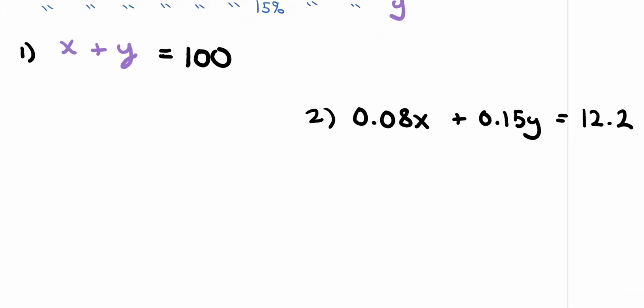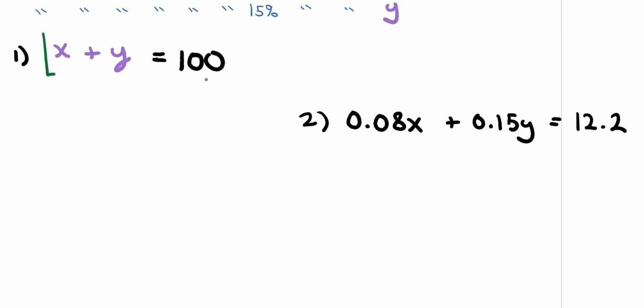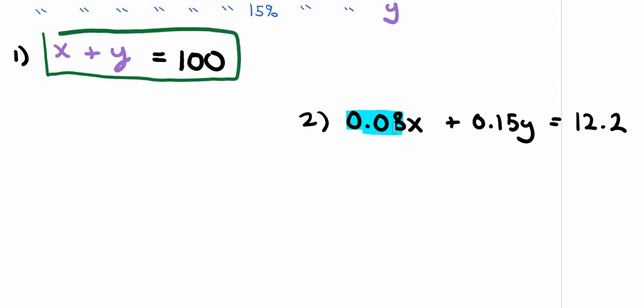Okay, now going back to your first equation, let me box this. And let me highlight this 0.08. I will now solve this problem by using elimination, and I need a 0.08 as a leading coefficient on my x variable. So I'm going to take my first equation in the green box, and I'm going to multiply everything by 0.08.